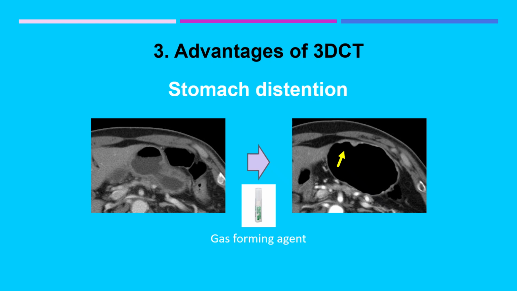Proper distension of the stomach is very important for clear evaluation. We typically use a gas-forming agent to expand the stomach before scanning. This helps to visualize the mucosa and gastric wall layers clearly, allowing accurate assessment of the depth of invasion.